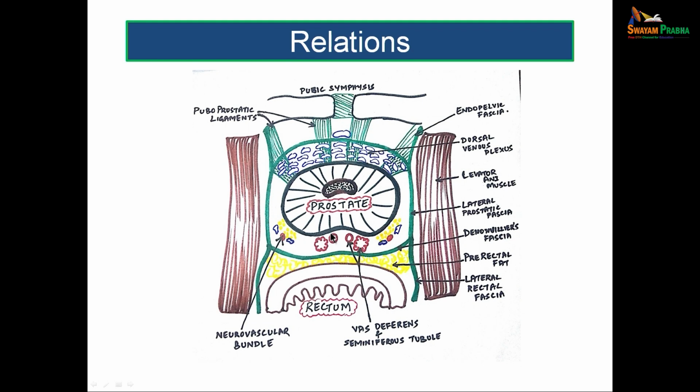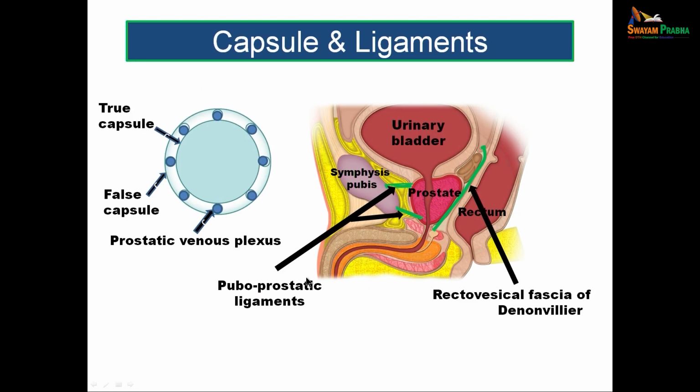You can also see posteriorly the prostate is related to two more structures. The medial ones are the ejaculatory ducts, formed by the union of the vas deferens, which is present medially, with the duct of the seminal vesicles, which are present laterally. Lateral to this, towards the lateral edge of the posterior surface, you will find a neurovascular bundle running in the fascia. So, these are some of the relations of the prostate.